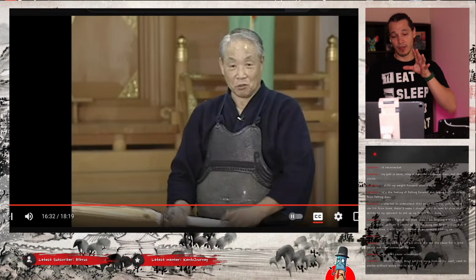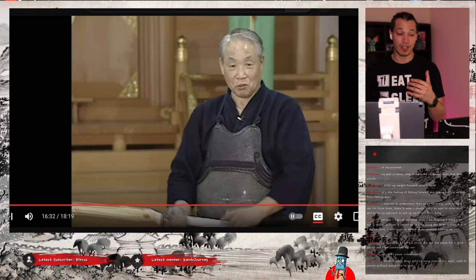This is very important. When you seme, your opponent is going to react, and sometimes that reaction has to do with moving.